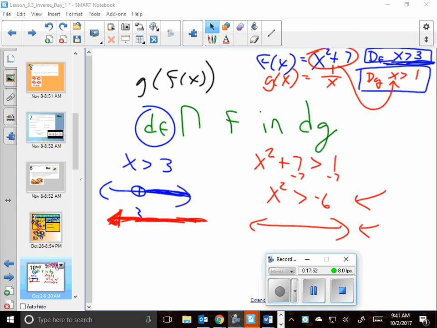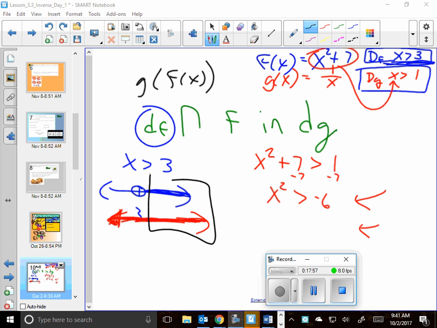This one and this one overlap from 3 to infinity. Oh wait, parenthesis. 3 to infinity. Final answer. Did anybody actually have that? Okay, I know some of you got stumped on the, wait a minute, I'm squaring a negative, or square rooting a negative. I can't do that.